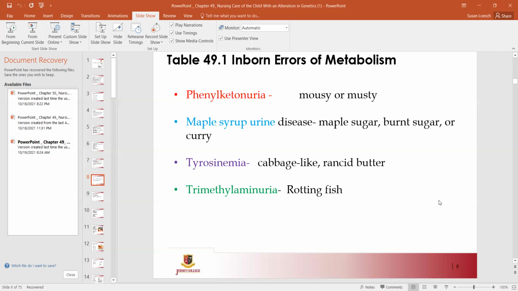So again, the PKU or the phenylketonuria, the child may have a mousy or musty smell. With the maple syrup urine disease, they may have a maple sugar or burnt sugar or curry smell. The tyrosinemia, they may have a cabbage-like or a rancid butter smell. And the trimethylaminuria, they may have a rotting fish smell.